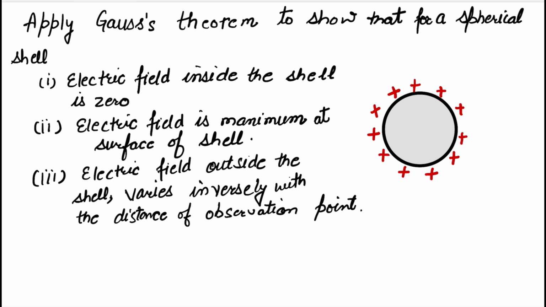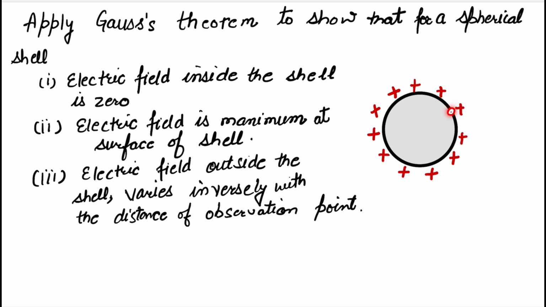This is the way the question will appear in the exam: apply the Gauss theorem for the spherical shell and show that the electric field inside the shell is 0. If you calculate E inside the shell, it is equal to 0. Second, the electric field is maximum at the surface of the shell.